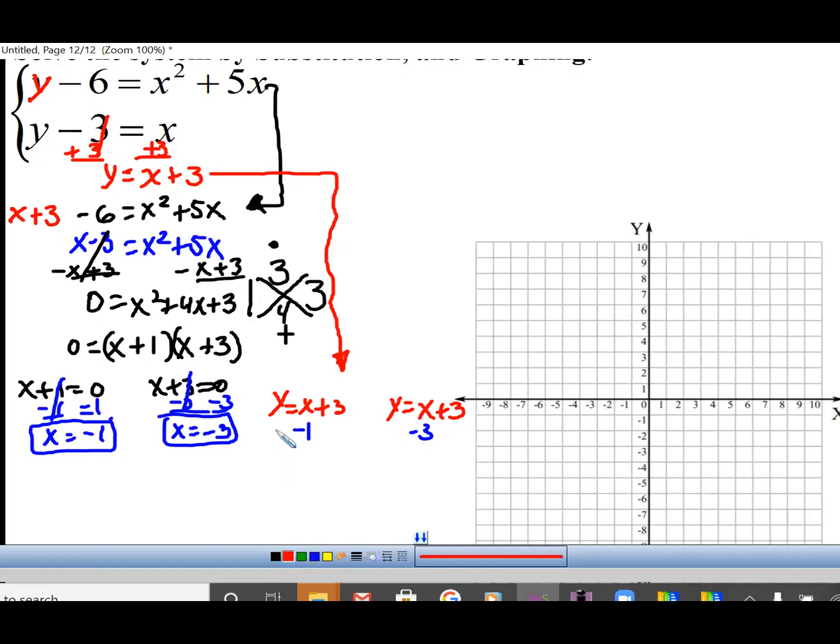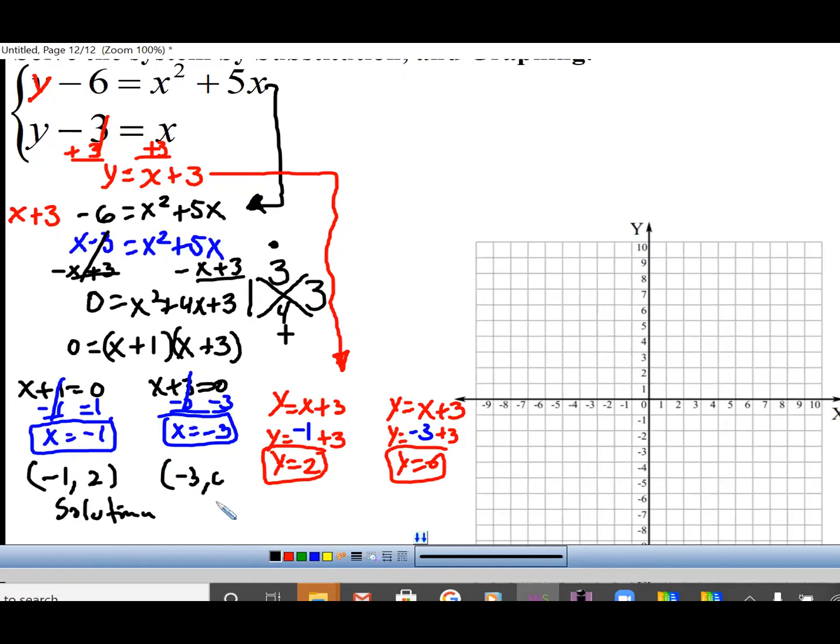So we got y equals -1 plus 3. -1 plus 3 is 2. So this one is -1, 2. My solution so far. The other one, I have y equals -3 plus 3. What is -3 plus 3? 0. So when x is -3, y is 0.